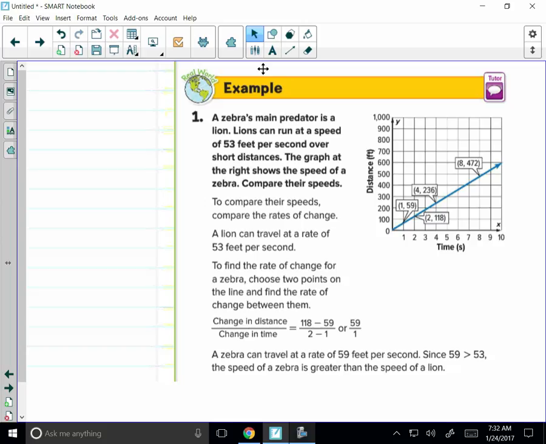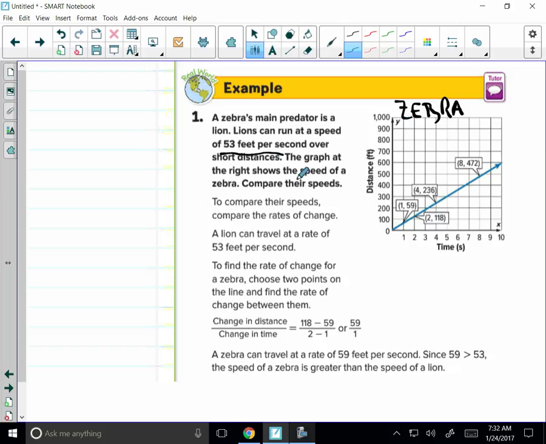Compare their speeds. So if you are stuck or confused on what exactly they're talking about, go ahead and label them. They just told you that the graph over here is showing the zebra. So this is the graph, and then they give you the different information for the lion. So there's our zebra graph. Now, the lion we know can run 53 feet per second. So you can either make your own equation or maybe figure out the zebra, because I think that would help us compare them.